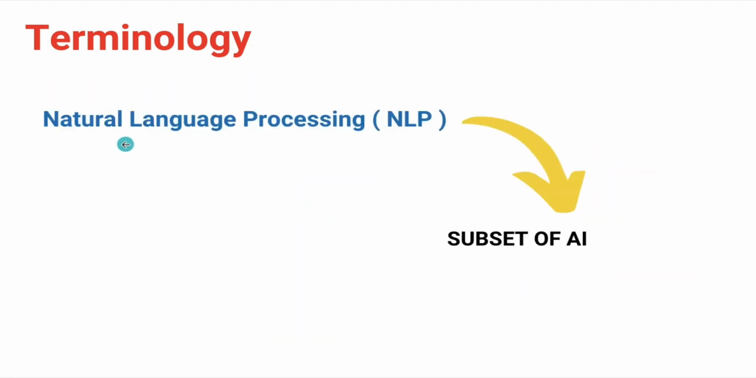So now guys, the next term we have is natural language processing, that is NLP. It is a subset of AI. So in a very simple way, we have understood what AI is. You can say that NLP is a subset or a part of AI. Natural language processing means when any AI can understand our human language and respond according to that.